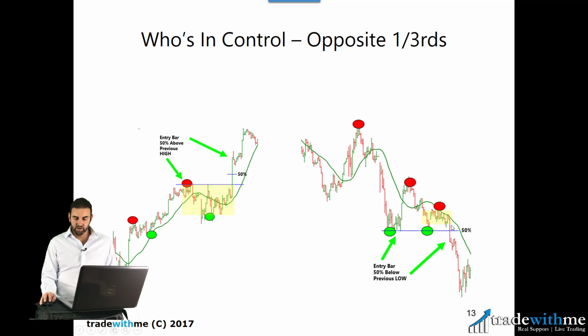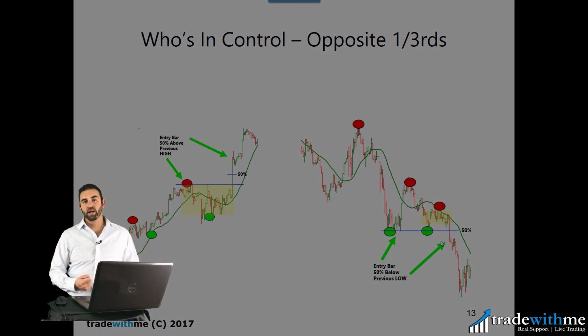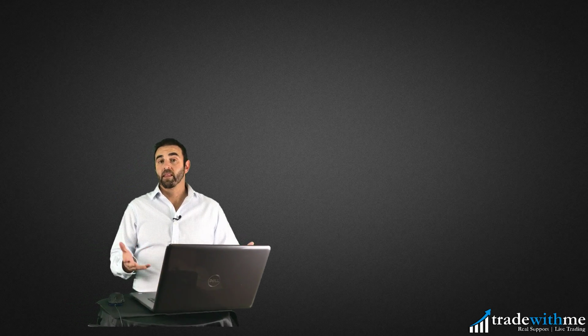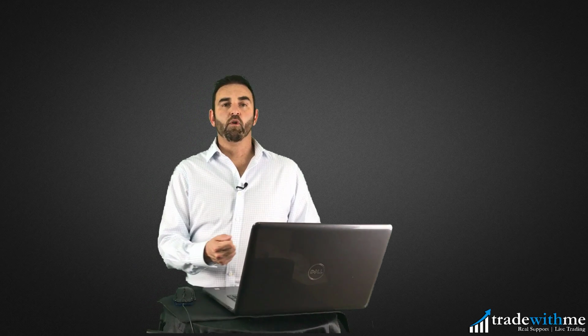We then have a very strong bar here in opposite thirds. We opened high, we had a high, we came down here, we had a low, and it closed right near the low. Again, if we're closing near the low, that indicates strength on the downside. It means the sellers were lowering their prices throughout the day. So that's a basic interpretation of bar reading.